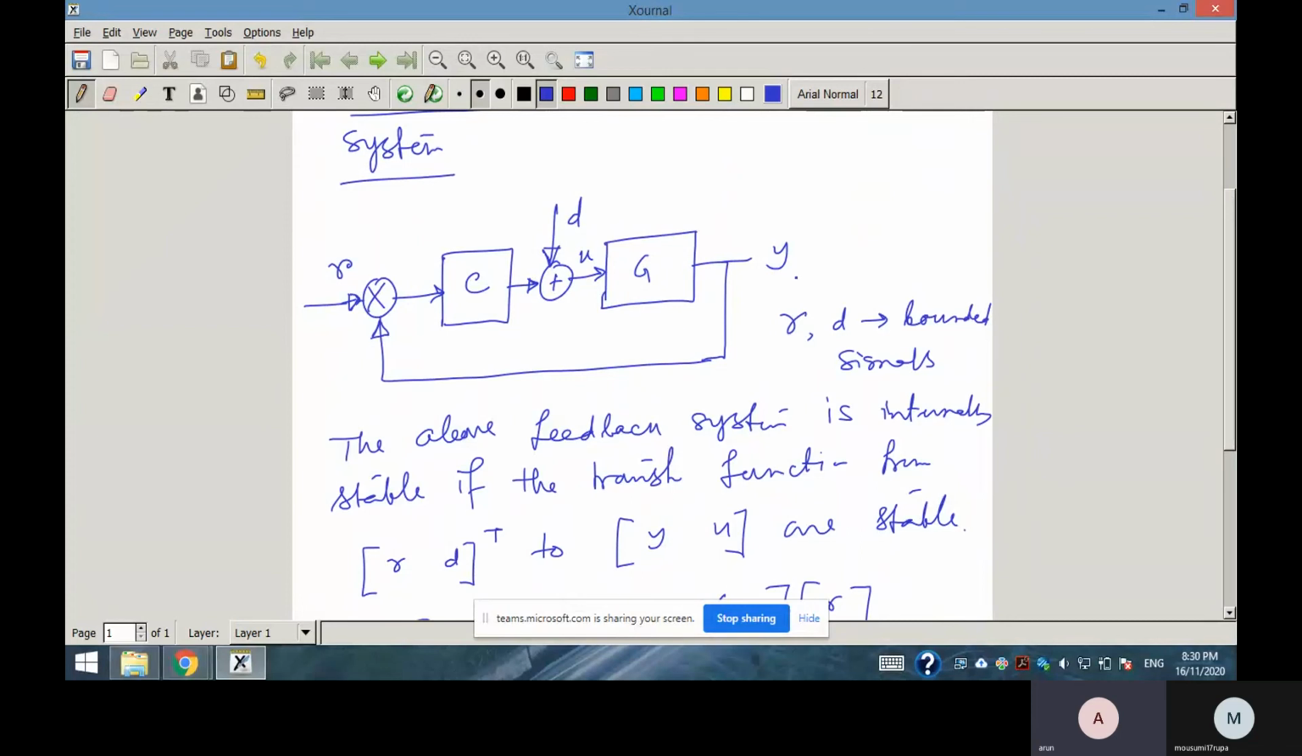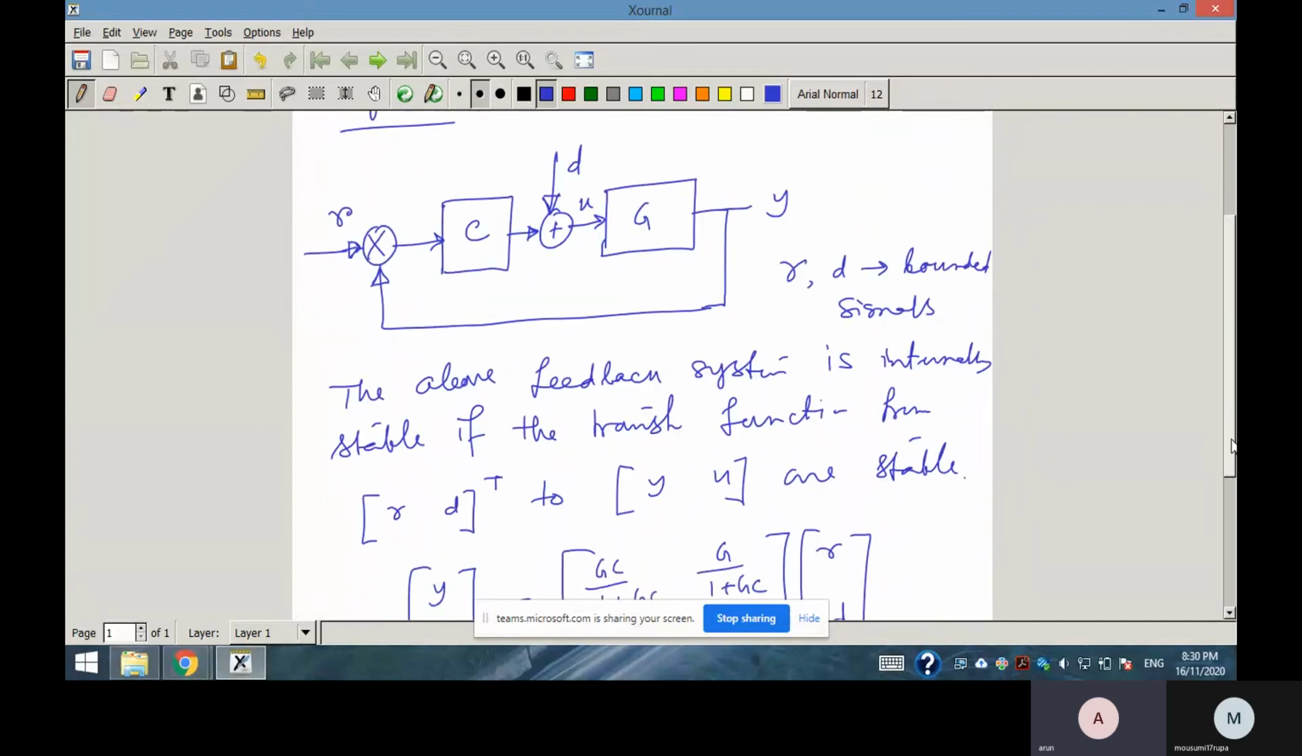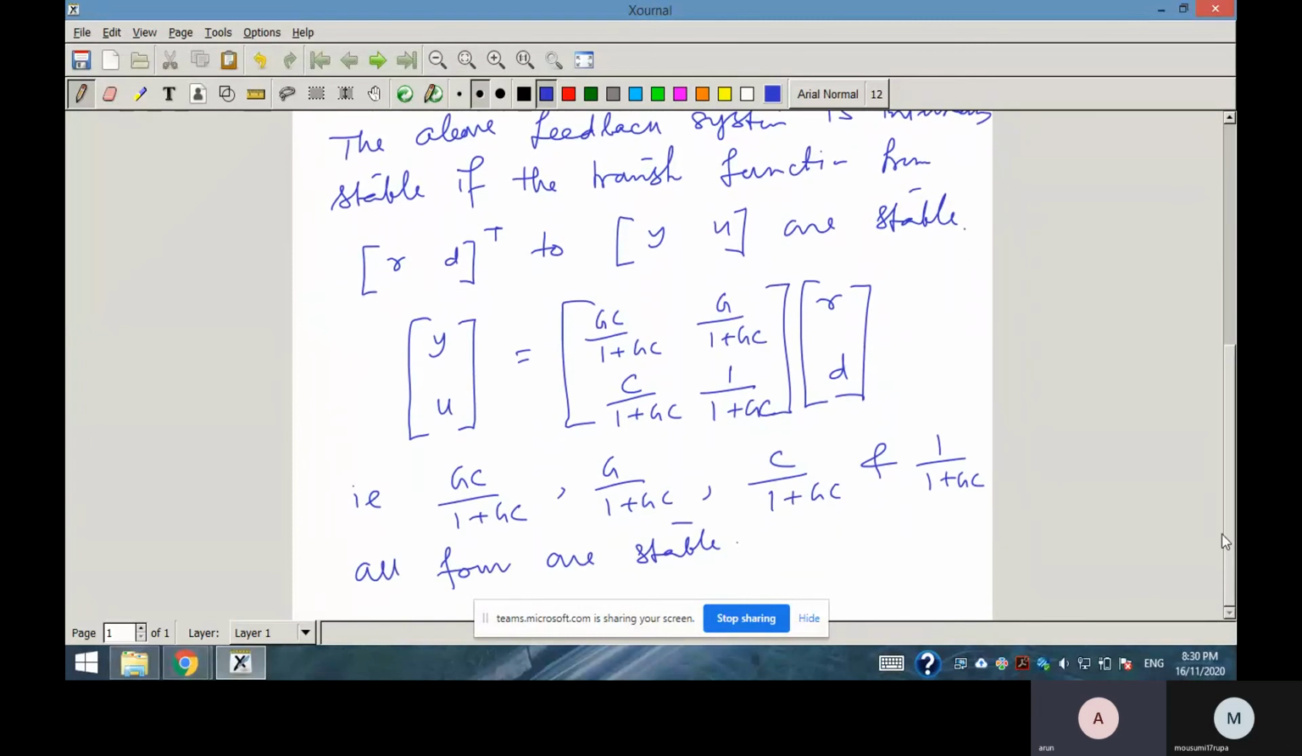So you have to consider the minimal number of input-output pairs, the input-output combinations, in the feedback system that I have taken. This is a very important result: all four transfer functions must be stable. These four transfer functions must be stable.